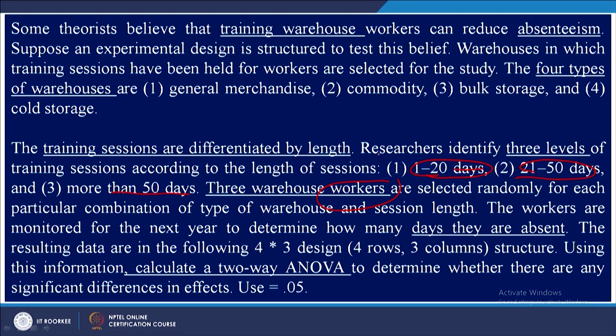So, we wanted to know whether there is a significant difference in absenteeism amongst workers of types of warehouses, going through different training sessions, right. So, we have to calculate a two-way ANOVA to determine whether there are any significant difference in effects. So, does absenteeism depend on these types of warehouses and length of training sessions, right.